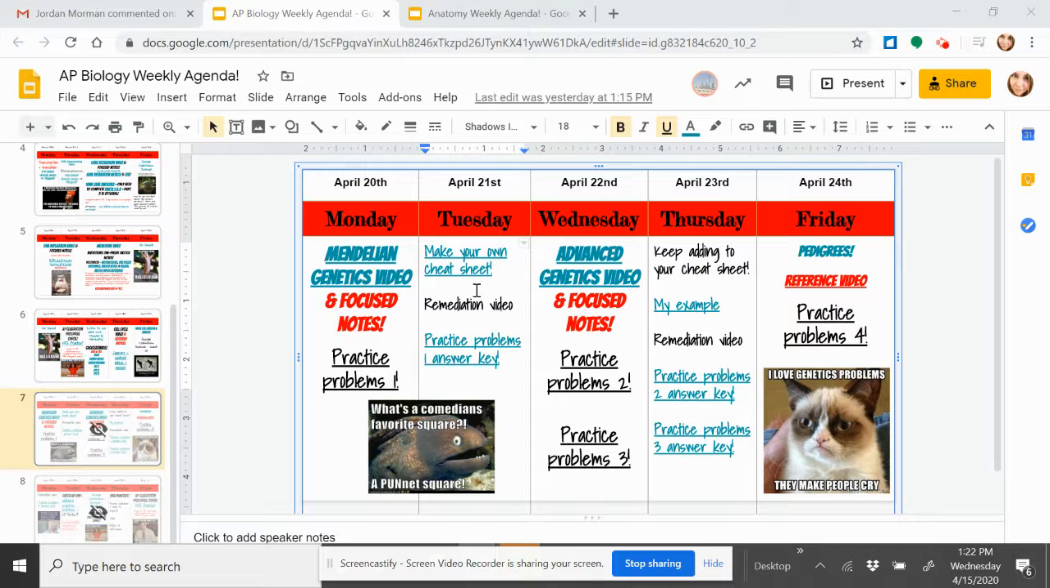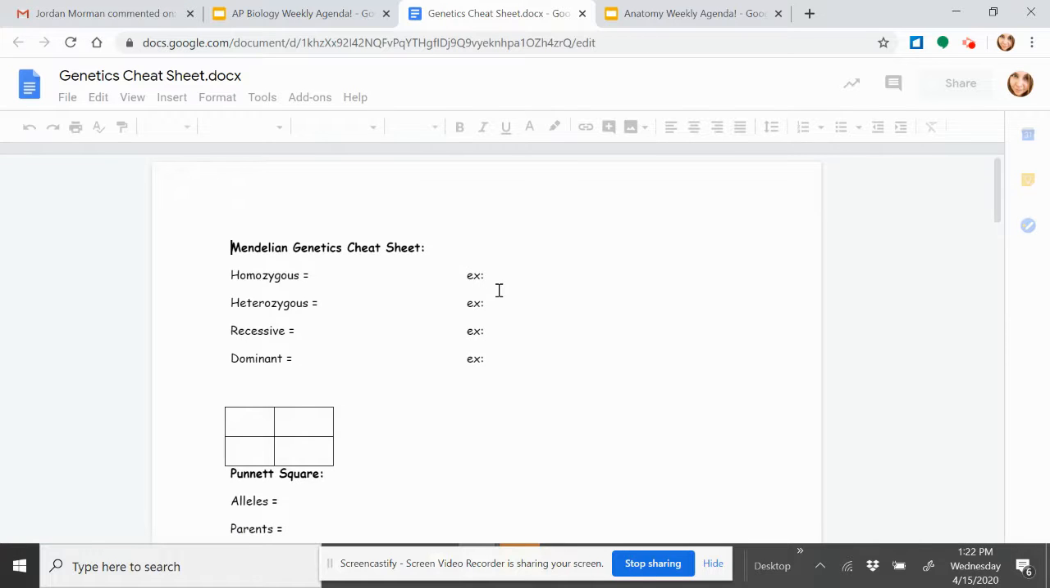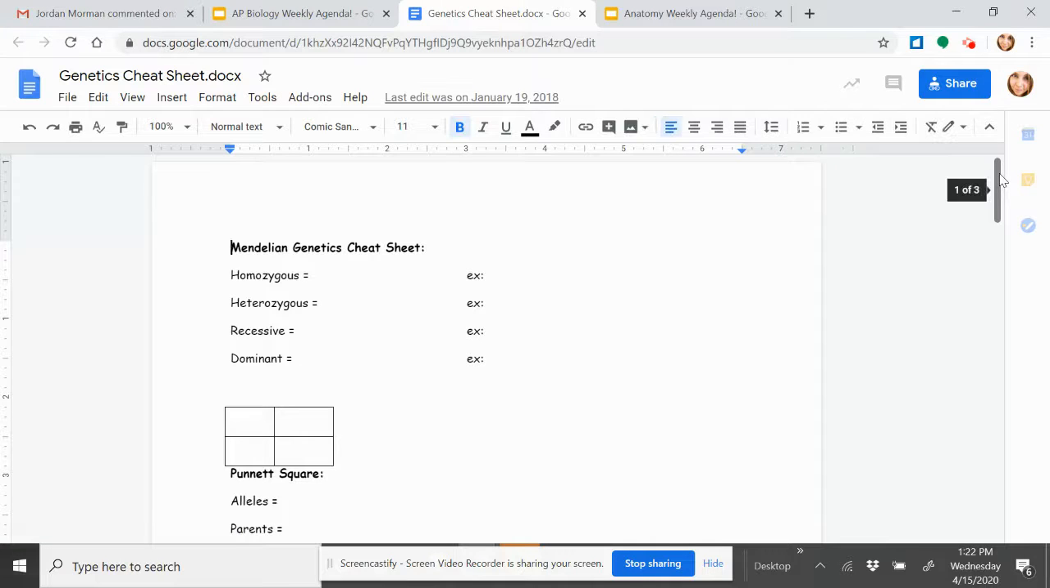Hi guys, today I'm going to help you make your own cheat sheet for Mendelian and non-Mendelian genetics. On your agenda, you can click on the cheat sheet, open it up, and here I've got the backbone for a cheat sheet for you. You don't need to use this, you can make your own, you can do it digitally, make a copy, or you can do it by hand. Personally, I'd prefer to do it by hand. That way you get a little more flexibility in what you'd like to put on here.